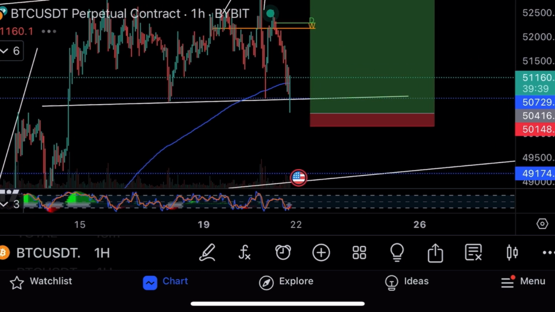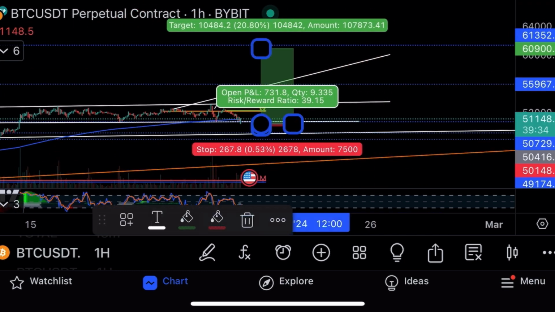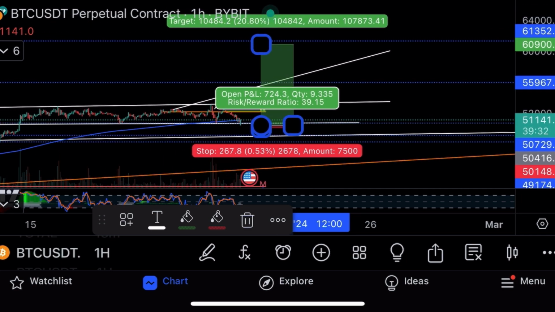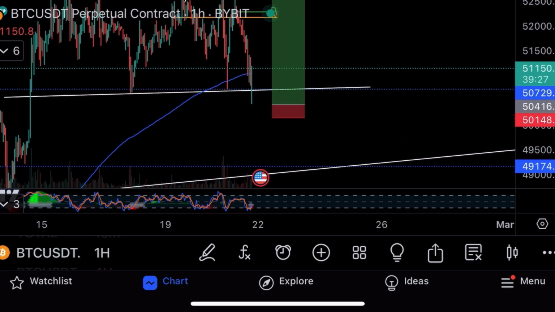But again, taking the trade: 50,400, stop loss 50,148, take profit 61k, risk to reward 39 times, risking 267 to make 10,000 with no leverage. With 10x leverage it's 100,000, and with 100x leverage it's 1 million. Let's show you my trades.